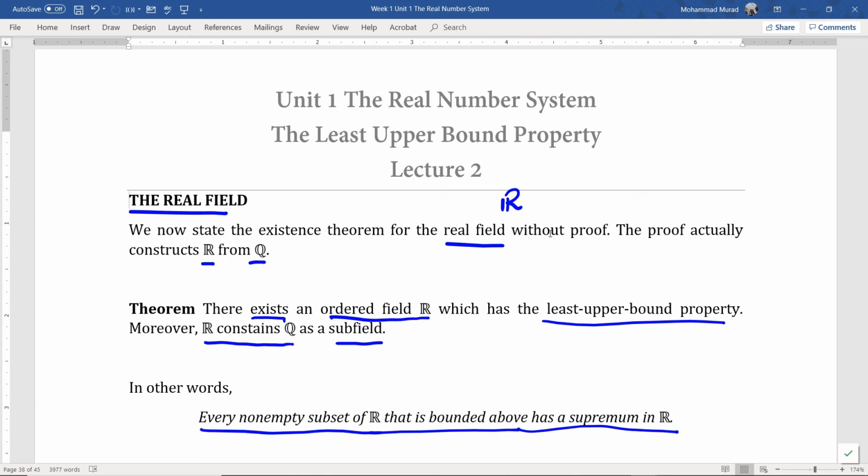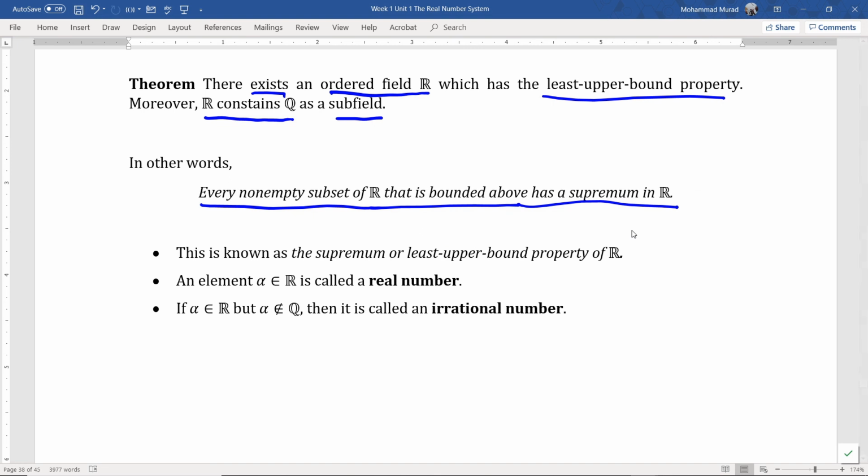In other words, every non-empty subset of R that is bounded above has a supremum in R. So R is complete in the sense of having the least upper bound of every non-empty bounded above subset of it. This property is known as the supremum or least upper bound property of R. An element of this new field R is called a real number. If alpha is in R but it is not in Q, then it is called an irrational number.